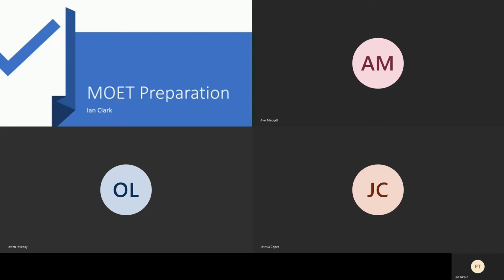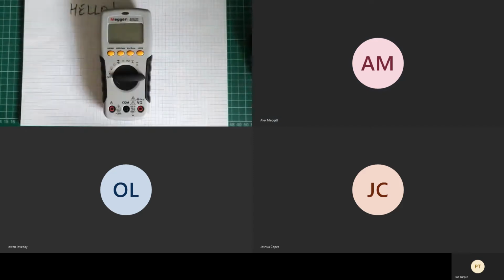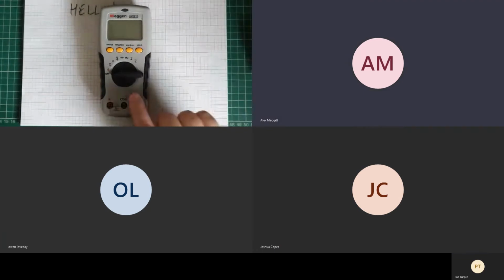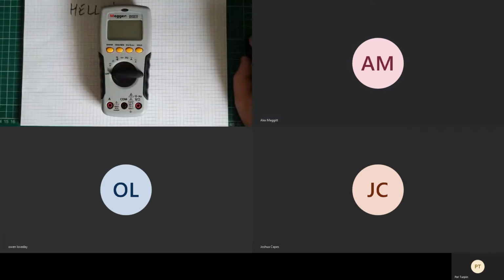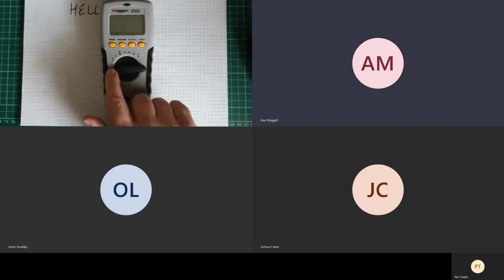So take that off. There you go. Can you see that all right? Yeah, I can see that fine. Right, so here's a multimeter.